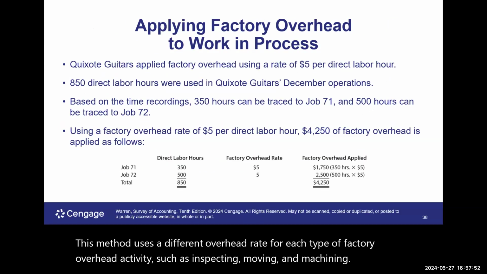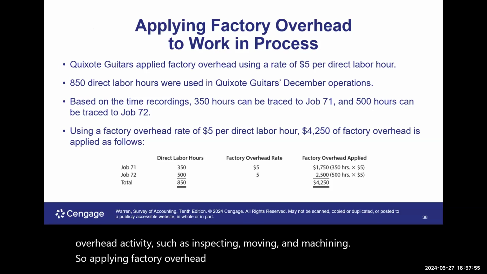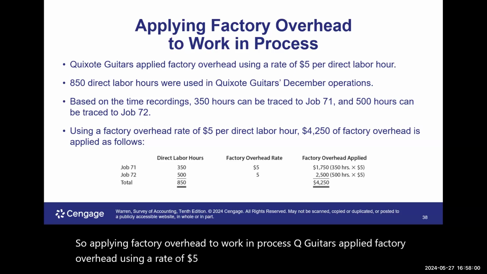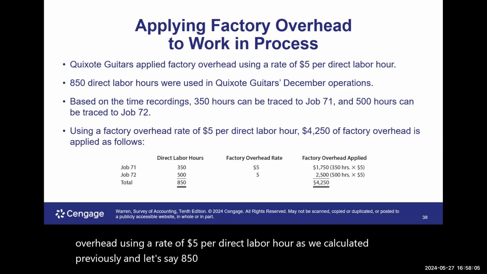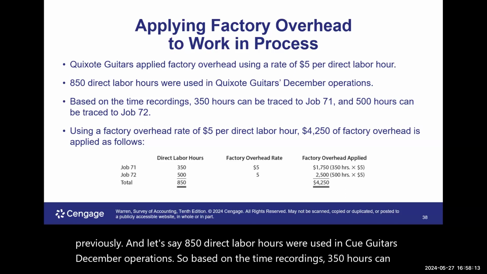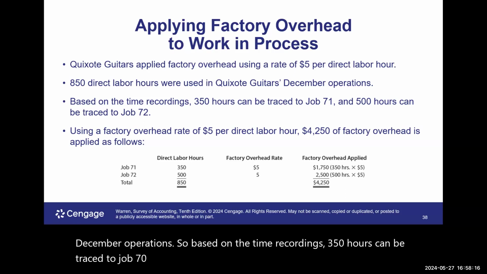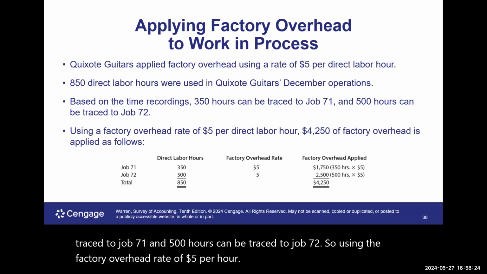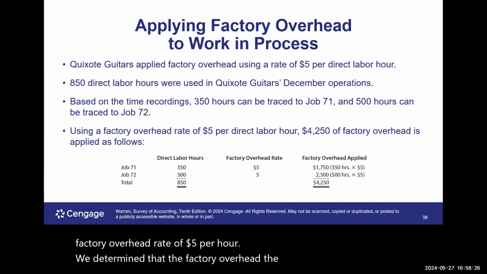So, applying factory overhead to work in process. Cubitar's applied factory overhead using a rate of $5 per direct labor hour, as we calculated previously. And let's say 850 direct labor hours were used in Cubitar's December operations. Based on the time recordings, 350 hours can be traced to job 71 and 500 hours can be traced to job 72. Using the factory overhead rate of $5 per hour, we determined that the total factory overhead amount is 4,250.